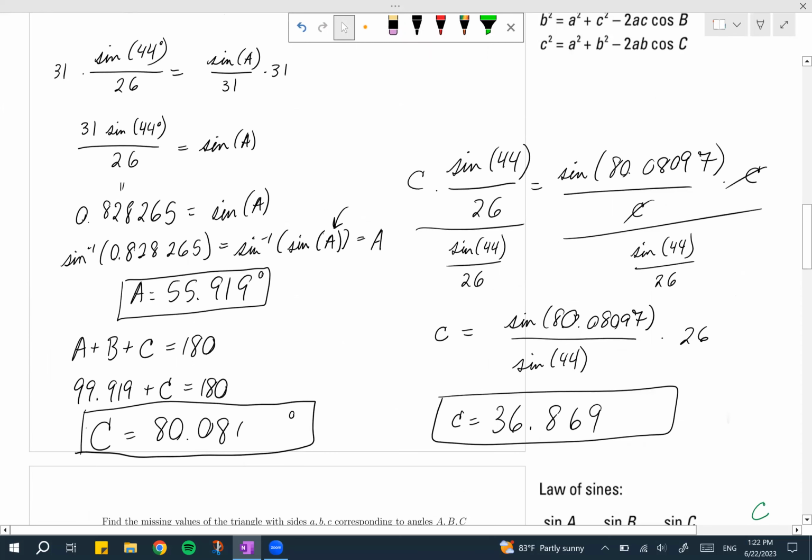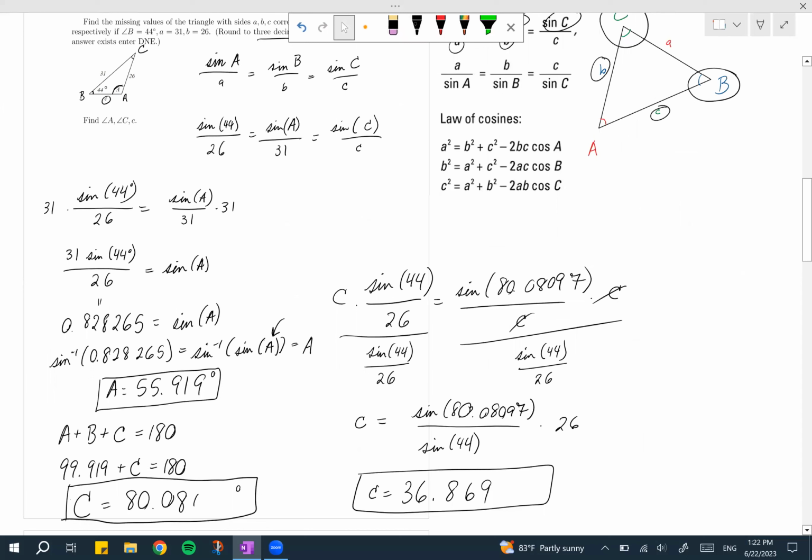I'll zoom out just a little bit. The biggest part about these problems is remembering this formula, this law of sines formula.